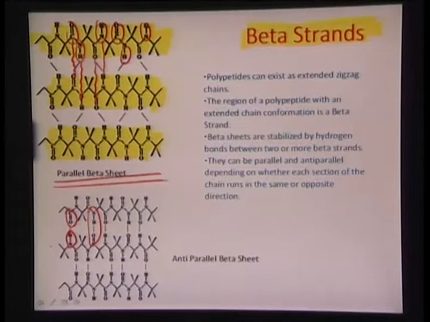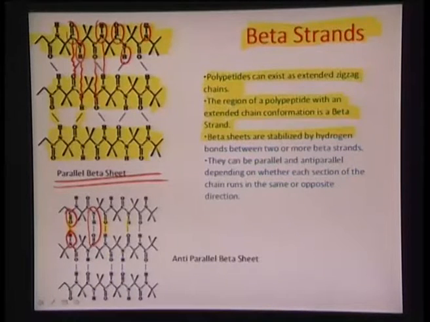Therefore polypeptides can extend as zigzag chains, as you are seeing here, okay, called beta strands, and the region of the polypeptide with an extended chain conformation is known as a beta strand. Beta sheets are stabilized by hydrogen bonds. As you are seeing here, there is a hydrogen bond between the C double bond O on the carboxyl and the NH on the amine group. Similarly, there is another one here between the C double bond O on the lower sheet and the NH on the upper sheet, and so on and so forth. So there are a lot of hydrogen bonds, whether parallel or anti-parallel.